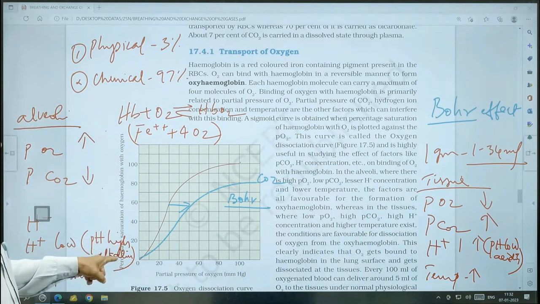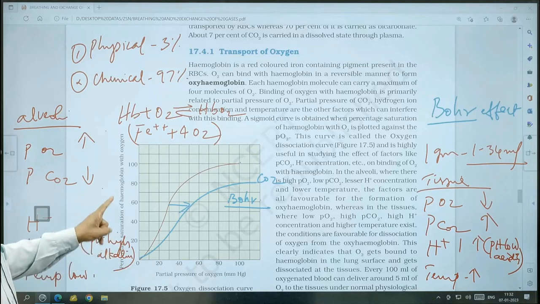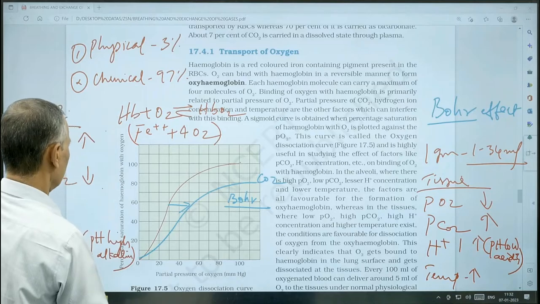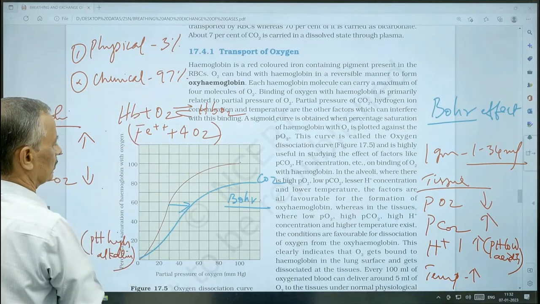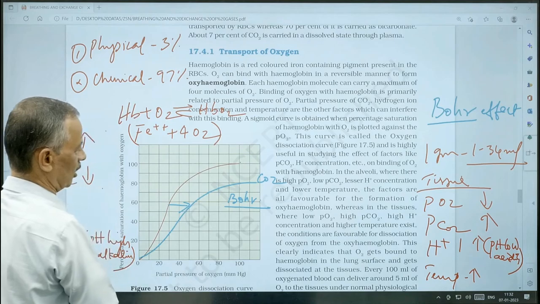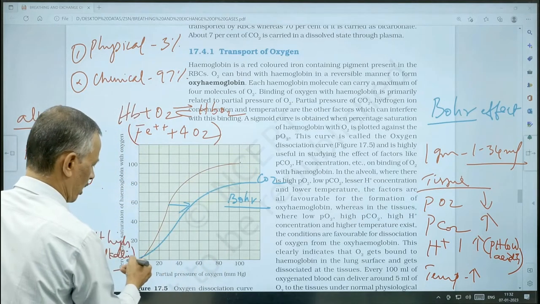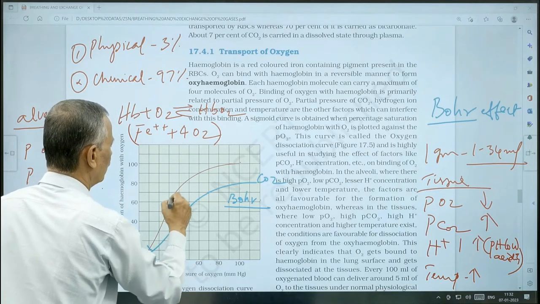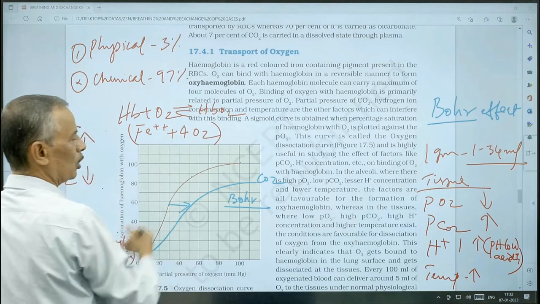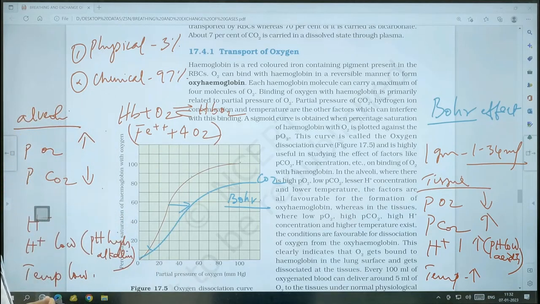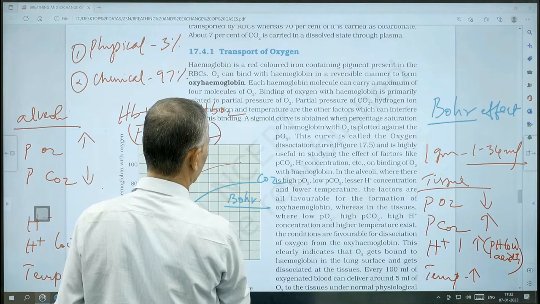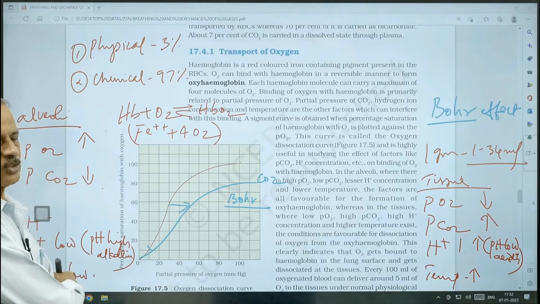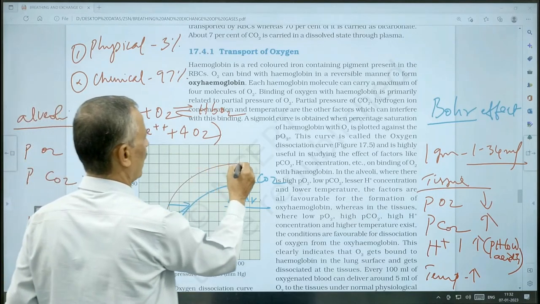So this graph, which is obtained by plotting the partial pressure of oxygen against the percentage of saturation, is called the oxygen dissociation curve, and it is a sigmoid curve. If you gradually increase the partial pressure, the affinity increases and more saturation occurs, and once all four oxygens are taken, the hemoglobin is fully saturated. That's why it reaches a flat.